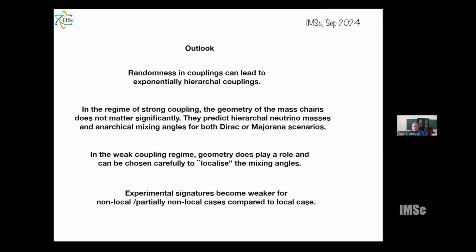And we also looked at rare decays and collider signatures for all geometries, for strongly coupled systems, and they become weaker for non-local and partially non-local cases compared to the local case. Okay, that's all I have to say.